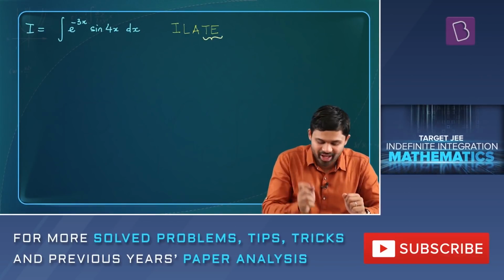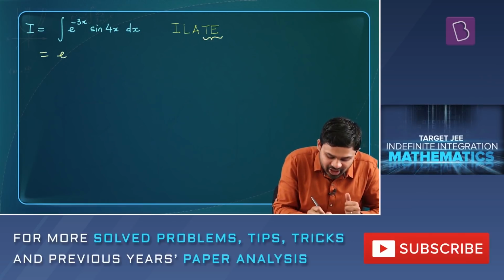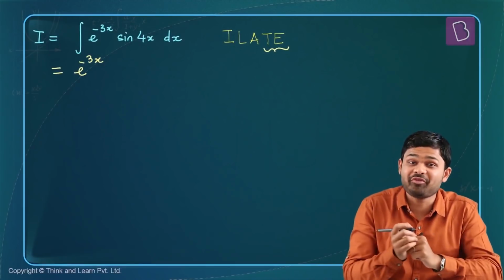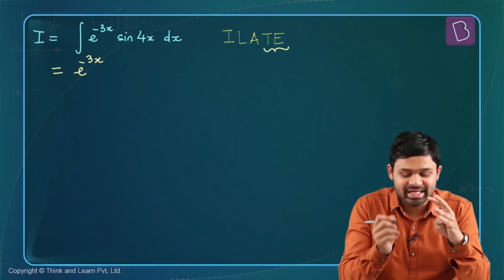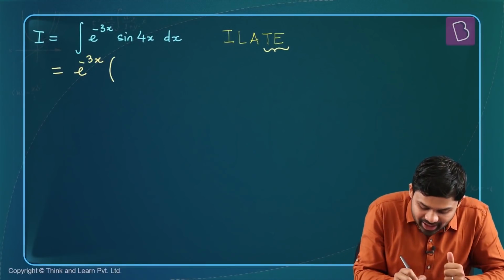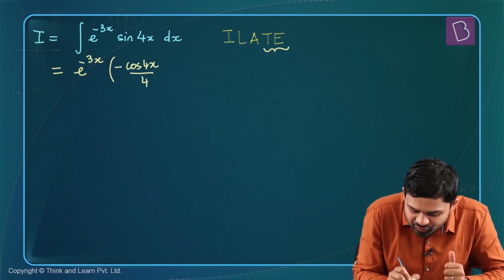According to the ILATE acronym, you have to do trigonometric as the first function and exponential as the second. I'm going to choose exponential as the first function and trigonometric as the second function and show you that this works as well. So first function is going to be retained as it is in integration by parts. So e to the power negative 3x. Then you have to integrate the second function, integral sine 4x dx. What is integral sine 4x? It's nothing but negative cos 4x divided by 4.